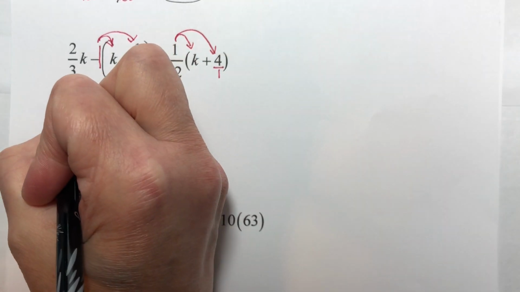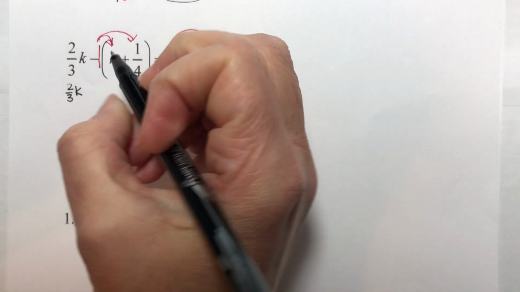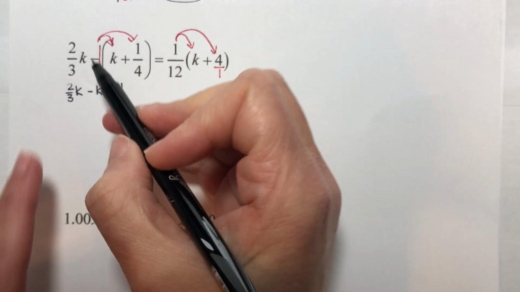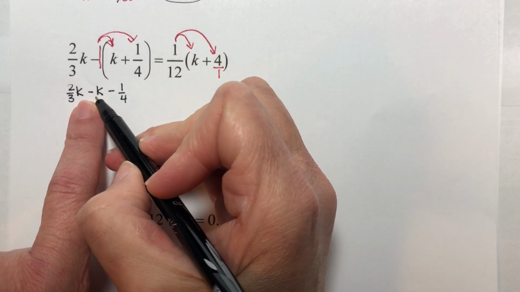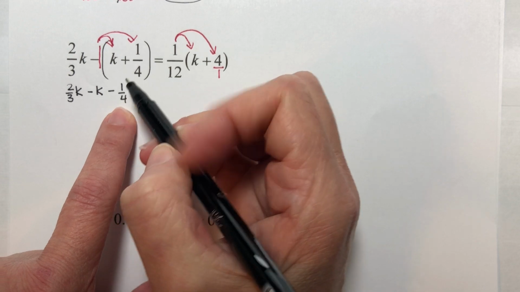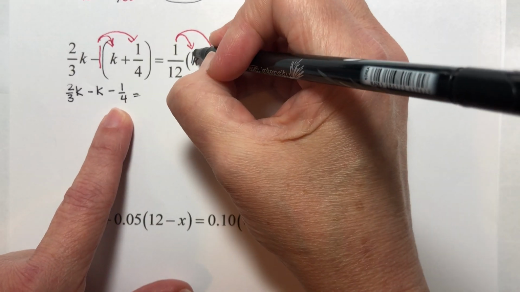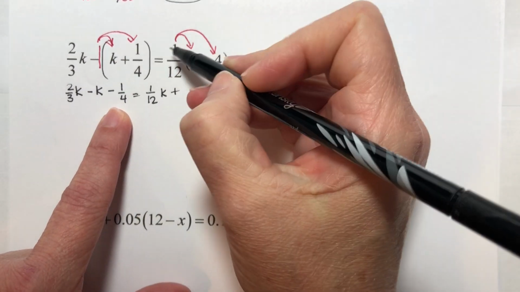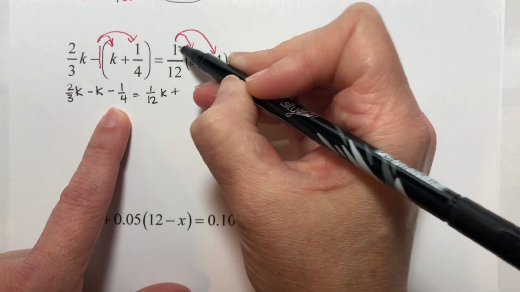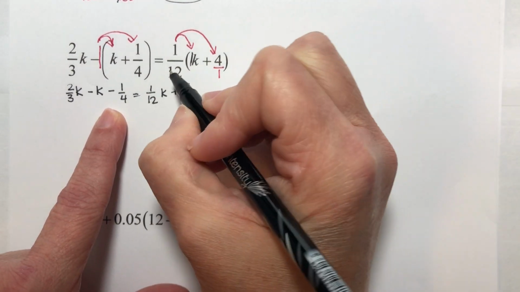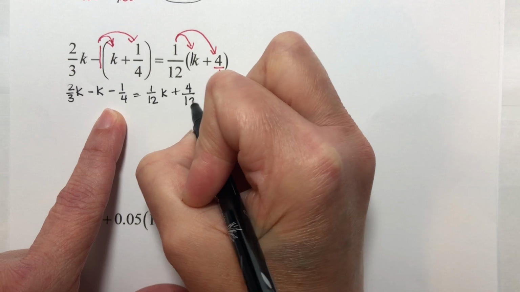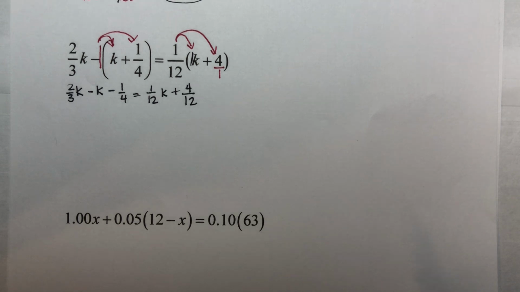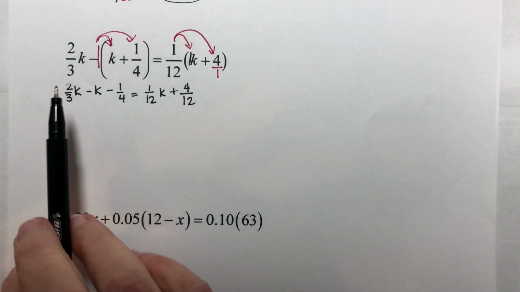So what I have is 2/3 k minus k minus 1/4, minus 1 times positive 1, negative 1 times 1/4, equal to. That's a 1 right there, so that's 1/12 k plus 4 times 1 is 4, 12 times 1 is 12. So 4/12. Or you could reduce it if you want to. It's not necessary right now, though. Now let's look at this.